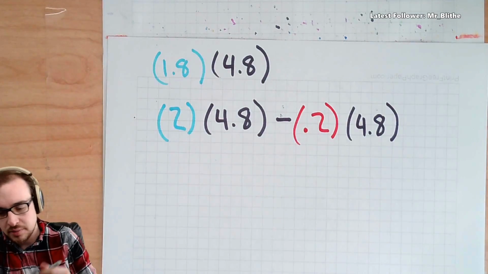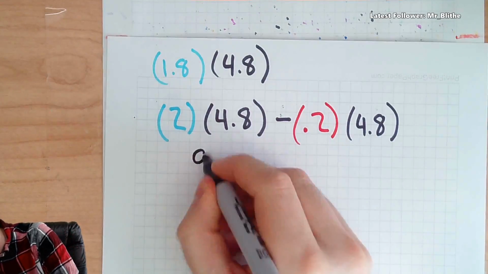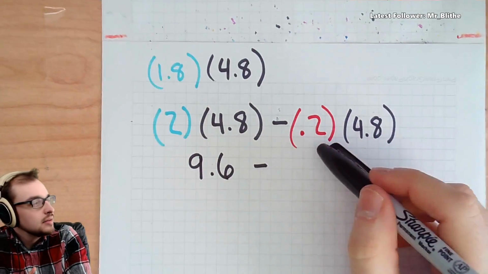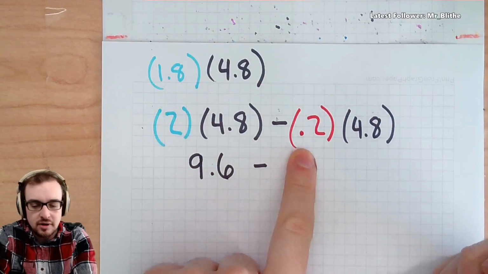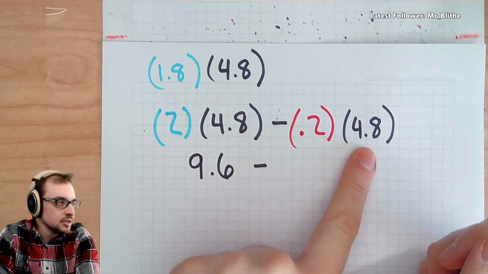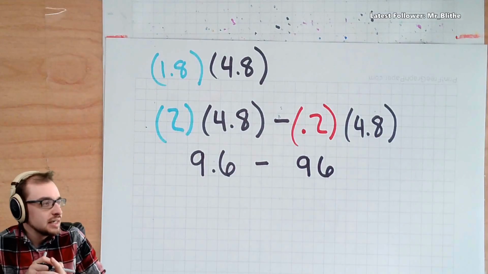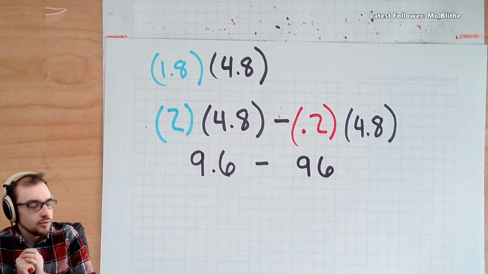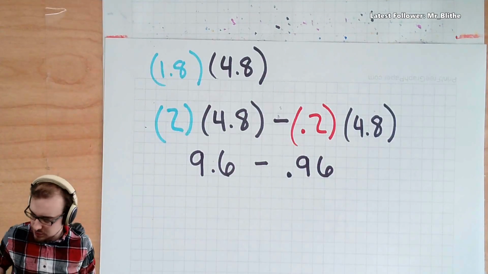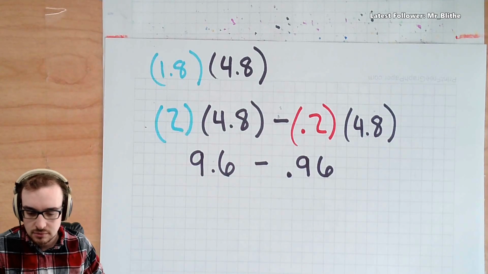So the first one we said, not too bad, right? 2 times 4 is 8. 2 times 0.8 is 1.6. So we get 9.6. And then over here, isn't it the same problem just with the decimal place here, right? We got 2 times 4.8 versus 0.2 times 4.8. So it's going to be the same answer, a 9 and a 6, except it's going to be one decimal place over, right? So it's 9.6 minus 0.96. We can do that.